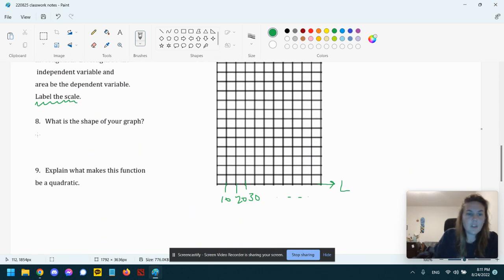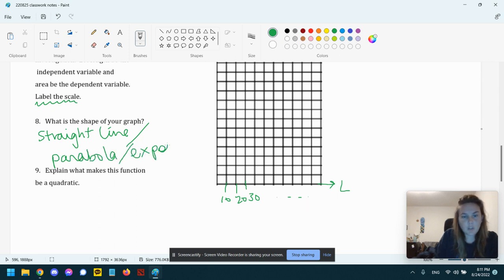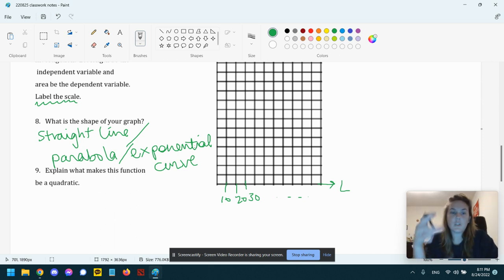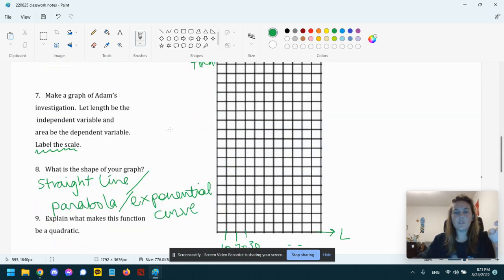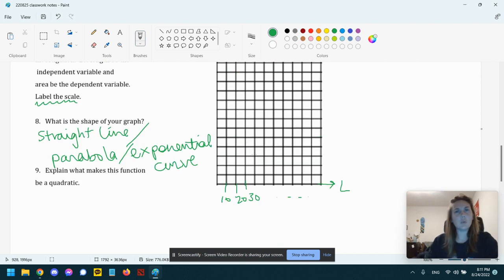What is the shape of your graph? This is either going to be a straight line, or a parabola, or an exponential curve. If it's linear, quadratic, or exponential, it'll have different shapes. So we can see what shape it's making on our graph and name it for number 8. And then number 9, spoilers, it's quadratic. I want you to tell me in all of these different representations what the clues were that let you know this was a quadratic function.